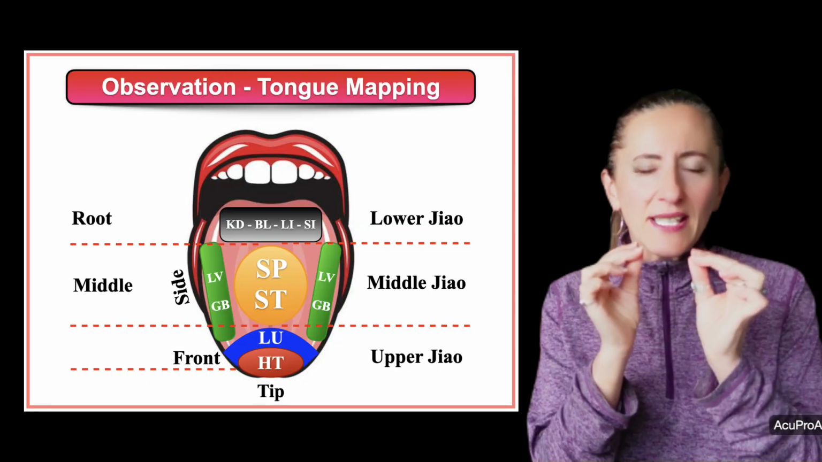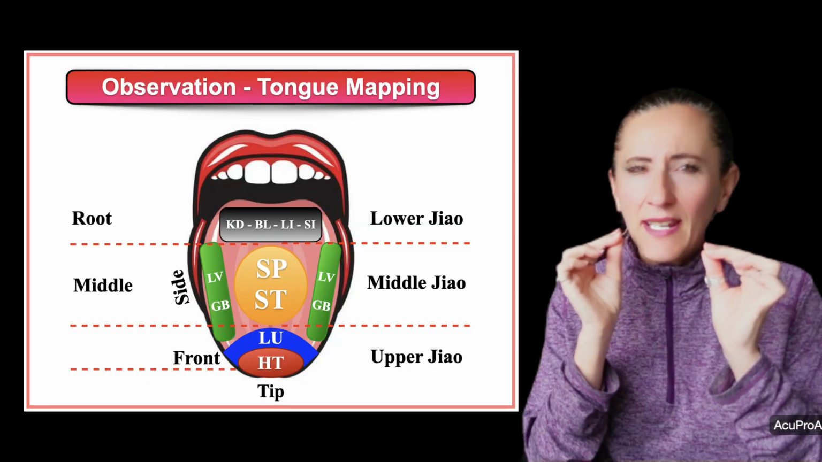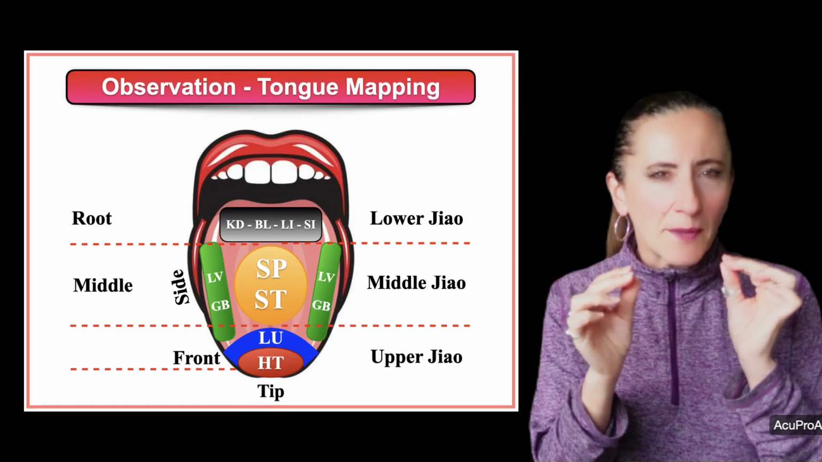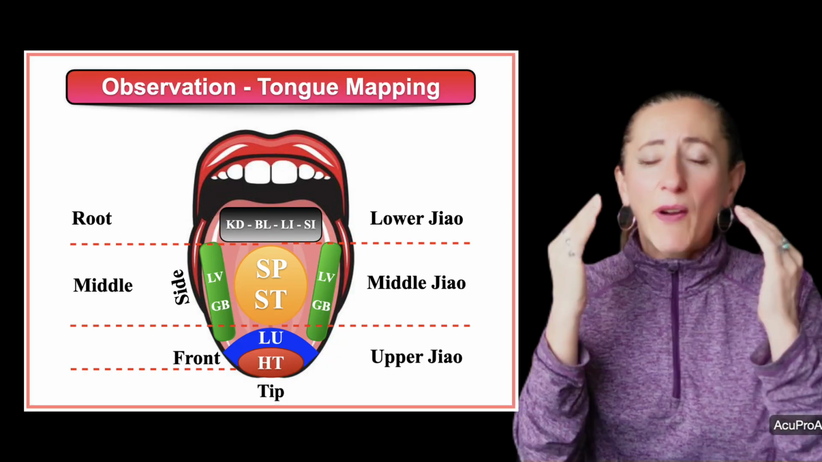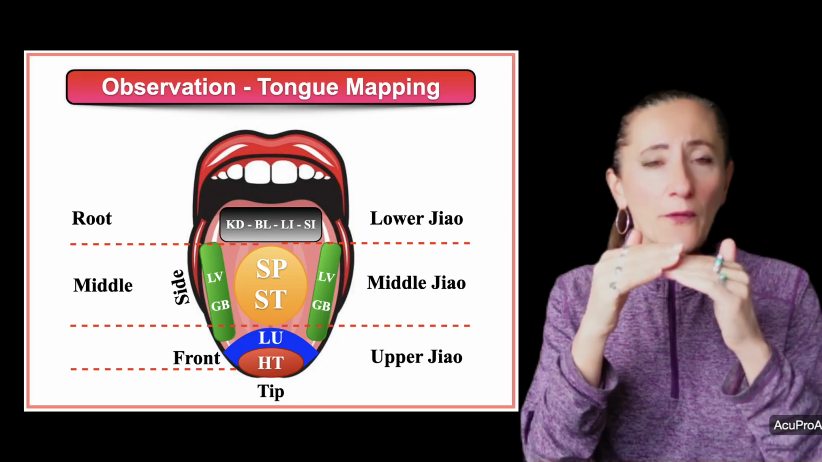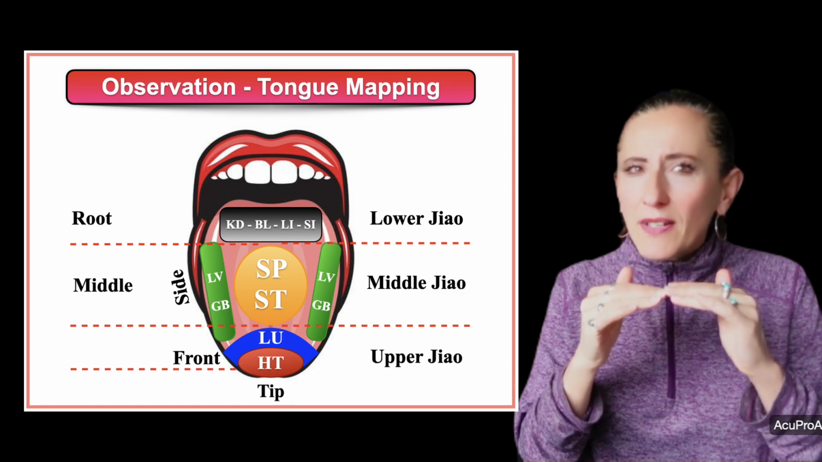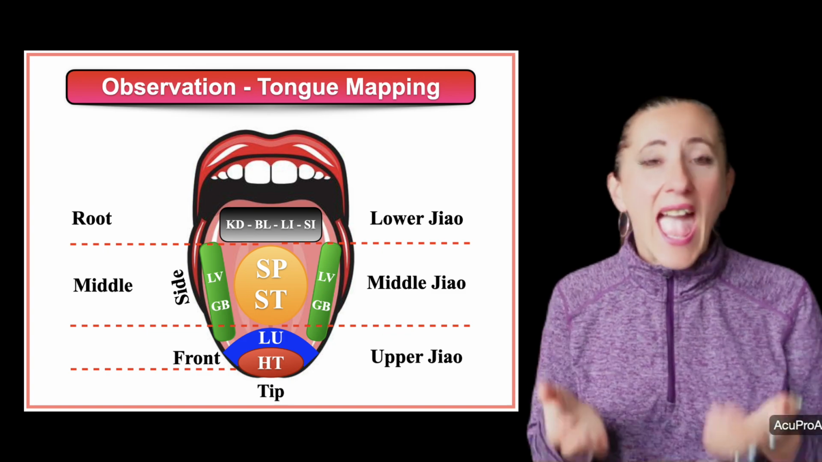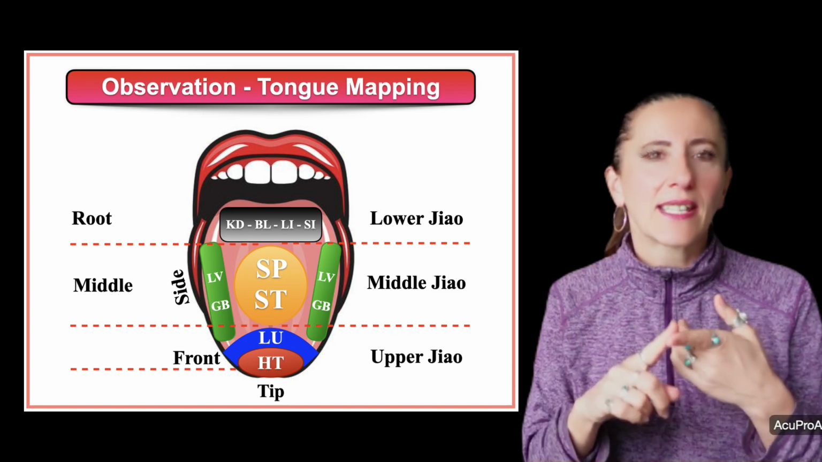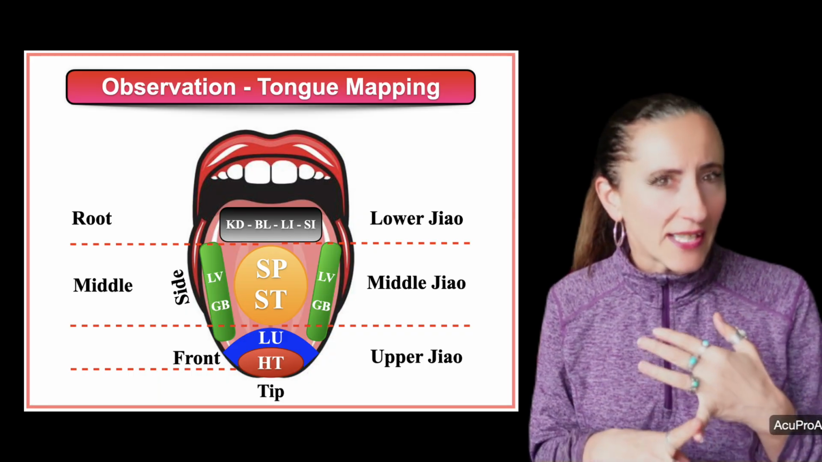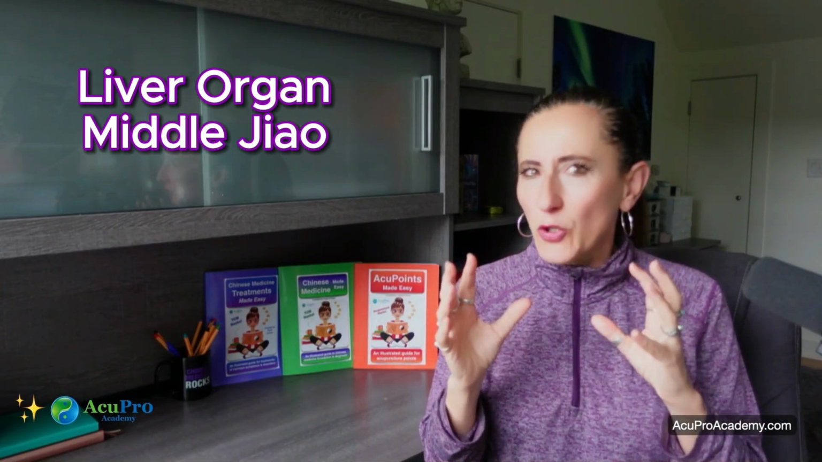So when it comes to the liver, sometimes it's going to be put in the middle jiao. And when you look at the tongue, the liver is kind of on the side. So it doesn't have a front, a middle, or a back, because it does the whole side. However, on the tongue, we could see the front of the tongue is lung and heart. So that's the upper jiao. The middle of the tongue is spleen and stomach, middle jiao. And the root of the tongue, or the back of the tongue, is the kidney, bladder, small intestine, and large intestine. The liver will be put in the middle jiao as an organ.